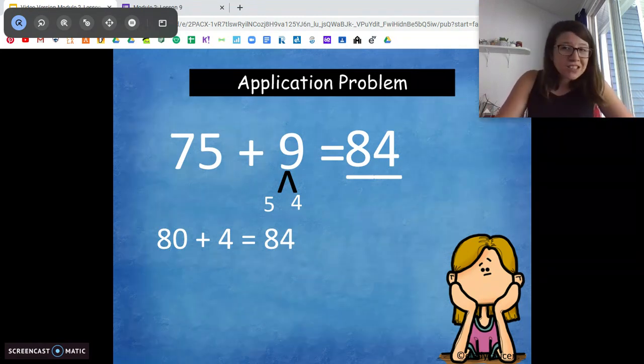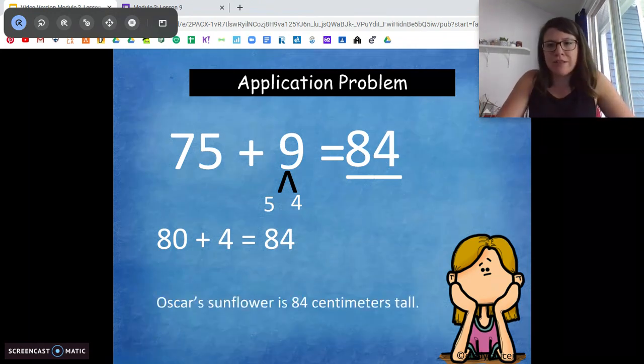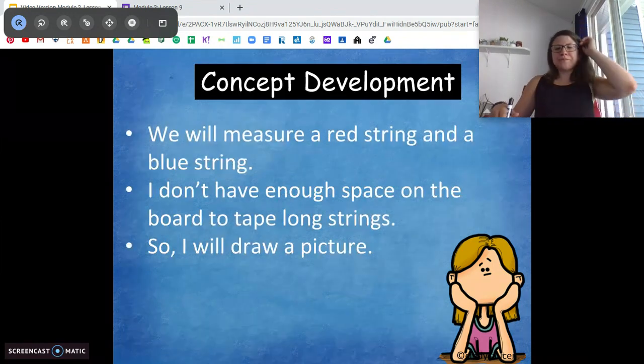84 bananas? No. It means that Oscar's sunflower is 84 centimeters tall. Awesome job. All right, here we go.